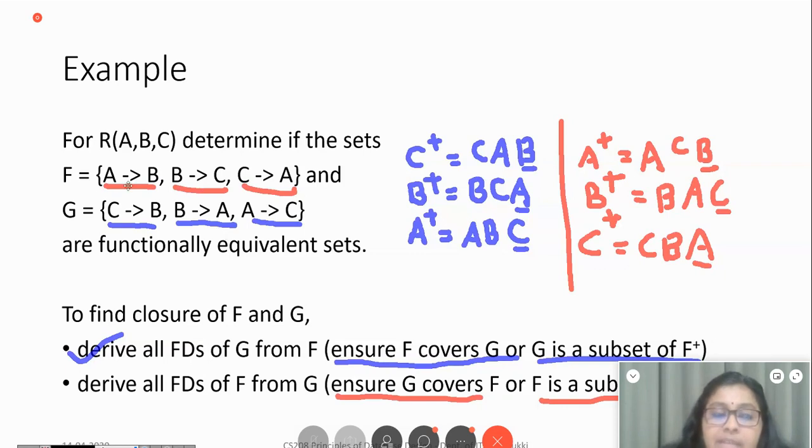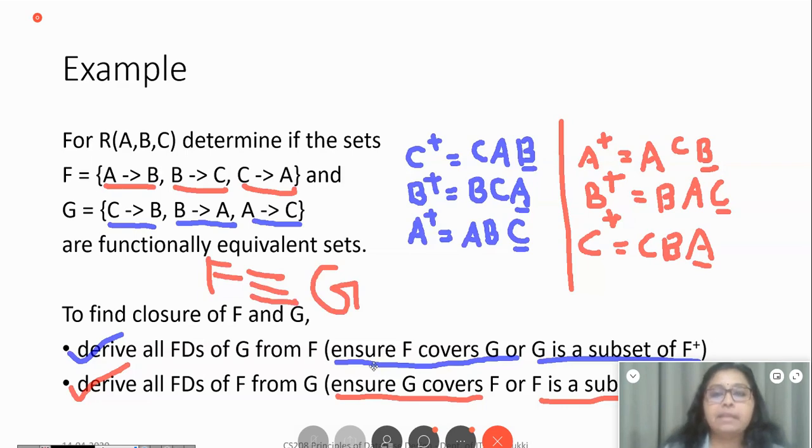So because for all the three FDs in the set F, the attribute closure set contains the right hand side attributes, then you can also say that G covers F. Okay, so we have proved that F covers G and also proved that G covers F. So we can say that F is functionally equivalent to G. Clear? So this is how we find functional equivalence of two FD sets.